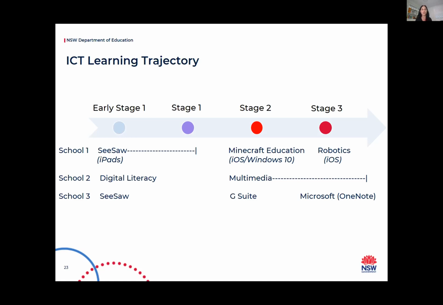And school 3 used SeeSaw predominantly for early stage 1 and stage 1. Then they used G Suite, so Google Classroom, for stage 2, and then they moved on to Microsoft, predominantly OneNote, in stage 3. Now, the reason school 3 did that is because they were in an area where a new high school was just being built, and they were always a Google school, but realized that the majority of their year 6 students were going to go to the newly opened high school that was going to be a Microsoft school. So they were actually getting the students ready for high school by changing their work.